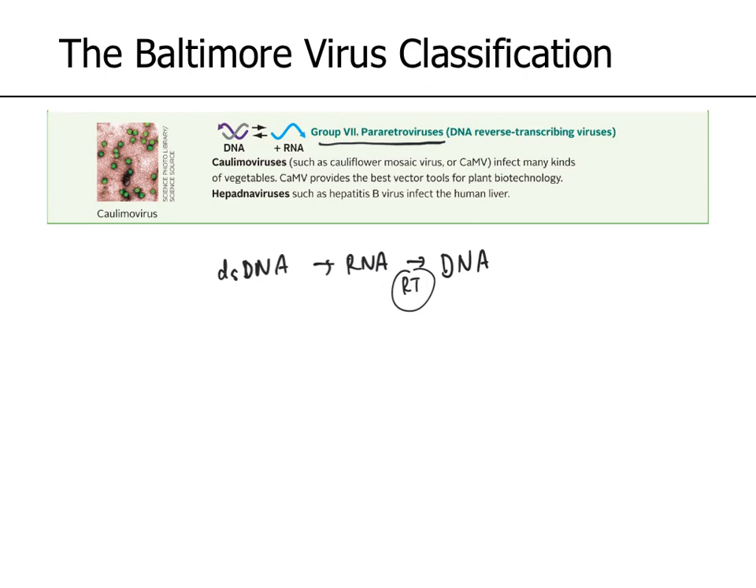All right, do the classifications make sense, the genomes and what types of genomes and what extra requirements that now brings for each virus? Okay.